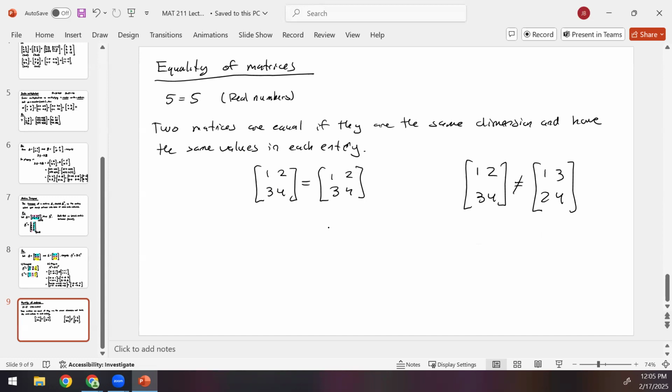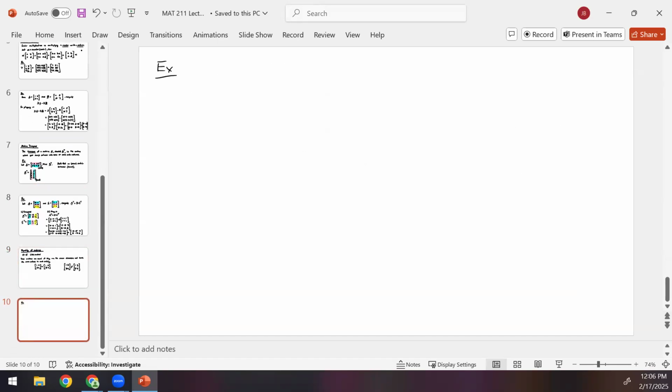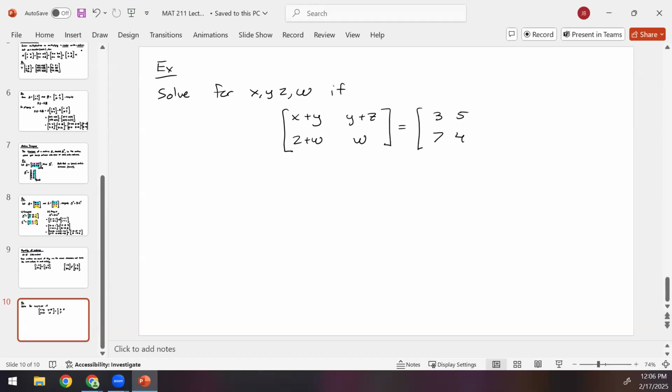So I bring this up because there's going to be a question on the homework potentially where you basically have to find a matrix that is equal to another matrix using variables. So this is how they're going to word it for you. Solve for x, y, z, w if the matrix x plus y, y plus z, z plus w, and w is equal to the matrix 3, 5, 7, 4, right?